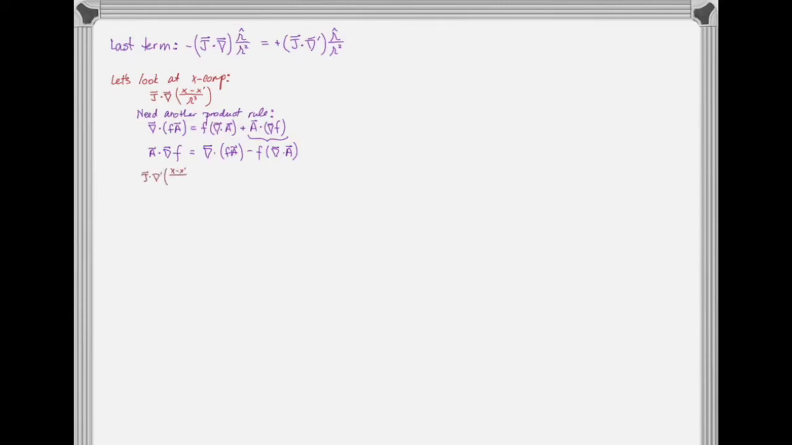Let me just write that. So trying to write it right underneath, but it takes up a bit more space. So j dot del prime times x minus x prime over script r squared equals del prime dot the quantity x minus x prime over script r squared times j vector minus x minus x prime over script r squared quantity del prime dot j. All right, so that's my product rule. And remember, this is just the x component of this one term.